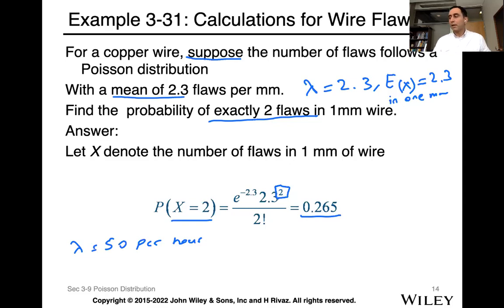Sir, I have a question. In real life, how do we find the value of lambda, which is the mean for the Poisson ratio? Do we do it by testing? Yeah, very good question.